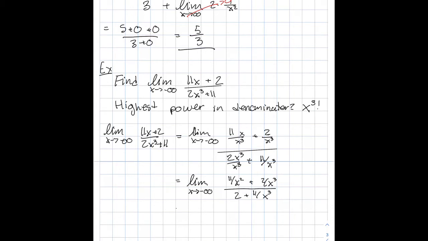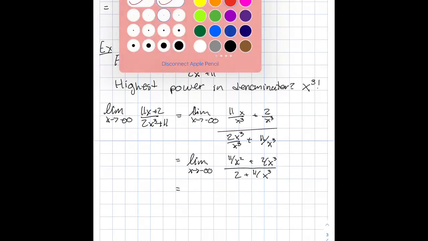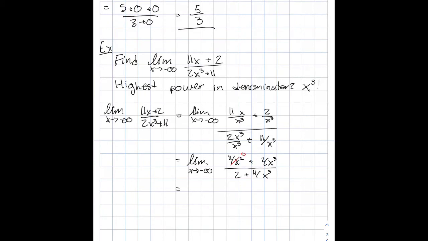So just from what we saw last time, I know that this is going to 0, this is going to go to 0, and this is going to go to 0. So we'll have 0 plus 0 over 2 plus 0, which gives me a whopping whole 0. Alrighty?